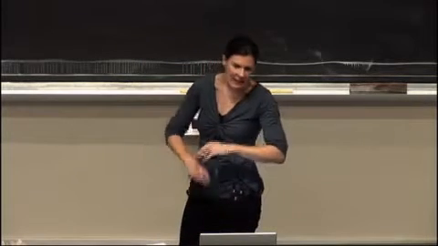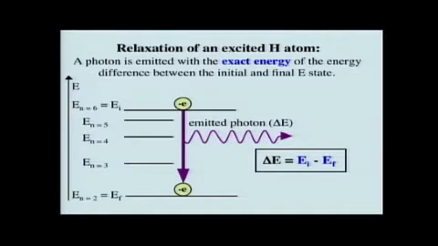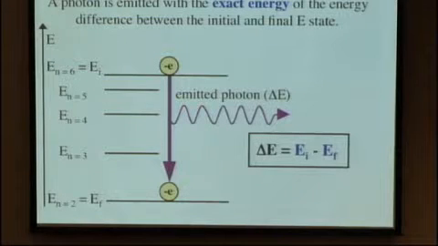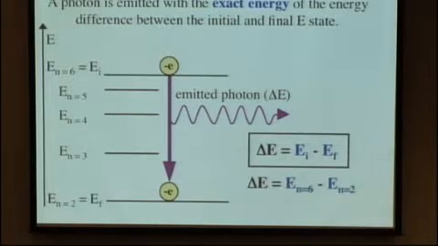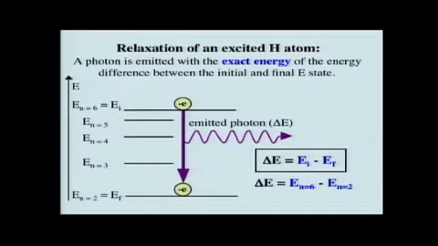So for example, let's say we excited the hydrogen atom such that the electron was starting in the n equals 6 state. So that's our n initial. And we drop down to the n equals 2 state, or the first excited state. Then we would be able to change our equation to make it a little bit more specific and say that delta energy here is equal to the energy of n equals 6 minus the energy of the n equals 2 state.